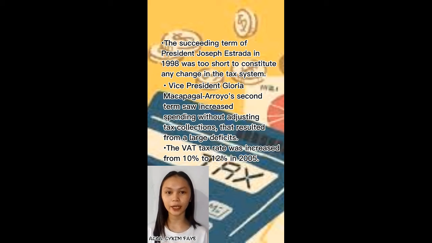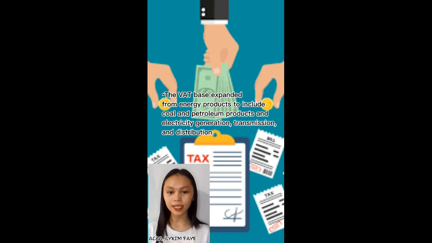President Gloria Macapagal Arroyo's second term saw increased government spending without adjusting tax collections. This resulted in large deficits from 2002 to 2004. The government had to look for additional sources of revenue, and in 2005, the expanded value-added tax, or EVAT, was signed into law. The EVAT base expanded from energy products to include coal and petroleum products and electricity generation, transmission, and distribution.